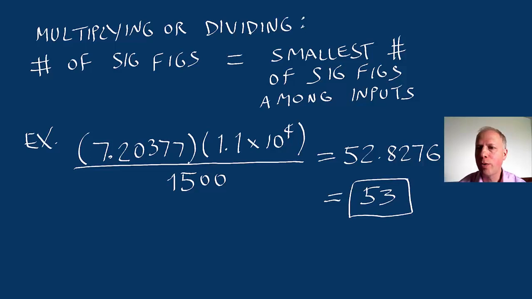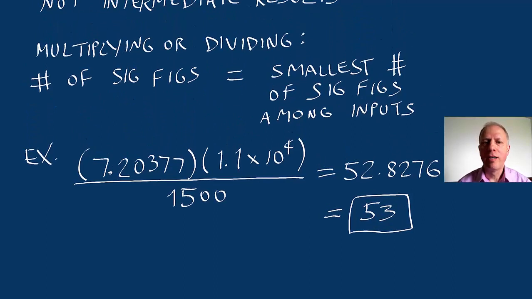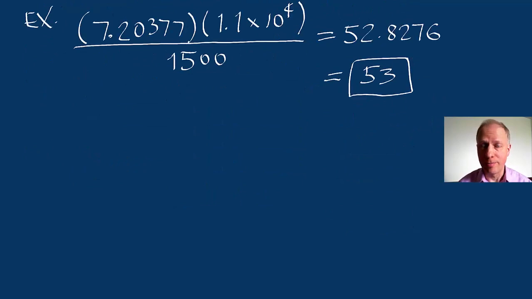Well, what would we do for adding and subtracting? It turns out that a different rule would really be appropriate, but it's already getting too complicated if we start to add more rules than that. So let's always use the rule, whether you're adding, subtracting, multiplying, dividing, taking the inverse cosine, the number of sig figs in the answer should equal the smallest number of sig figs among the inputs. Let's just let that be our rule throughout this course. It's not perfect, but it's a good rule. It's a simple rule.